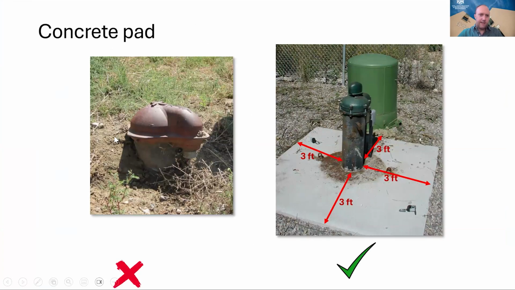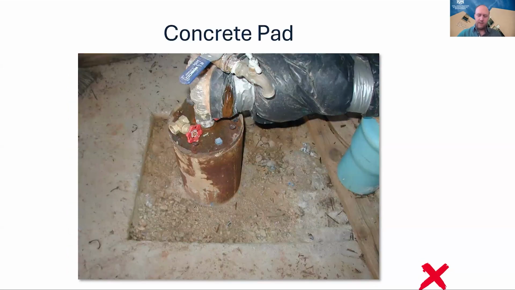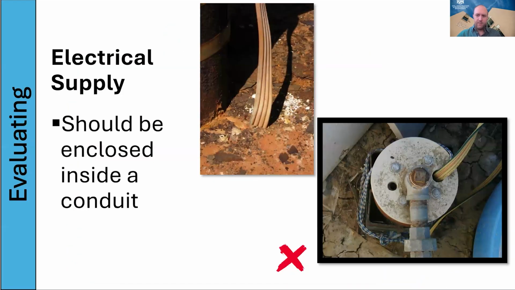So here's just a bad example of no pad. Here's a nice pad, 3 feet on each side of the well. Here's one that's just kind of being eroded away. And that one is just missing a concrete pad.